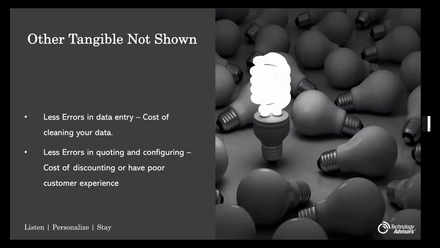And then two others that are real difficult to actually show, but less errors in data entry can actually be calculated. And it's highly related to the cost of cleaning. I was actually trying to work out a formula this week, but there wasn't one that I could easily do. And then the errors in quoting, we see this a lot, particularly in configuration.